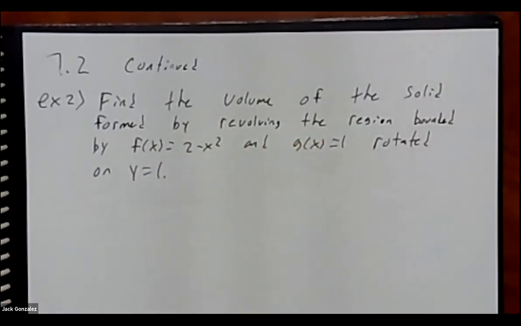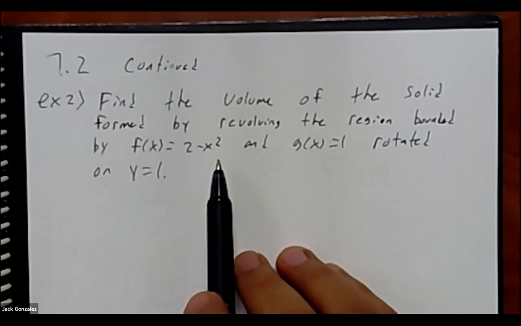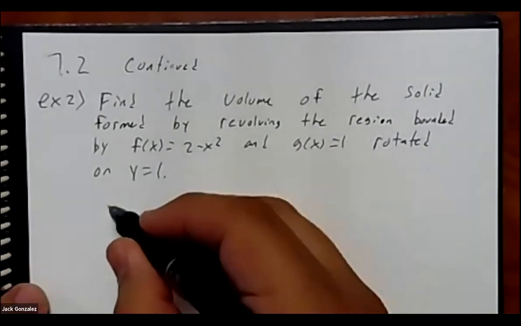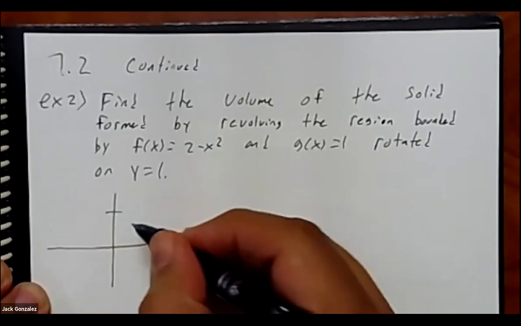So now I'm rotating, I'm no longer right on the x or y axis. So we need to decide, is this a disc or a washer problem? So let's graph it to verify first. So this is 2 minus x squared, just a parabola facing down, right? Shift it up 2. So if I graph this, let's say 2 is up here.